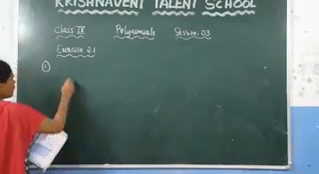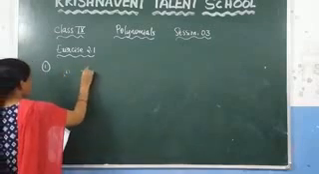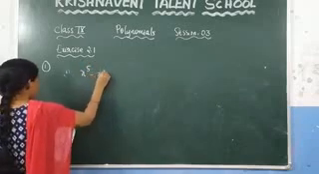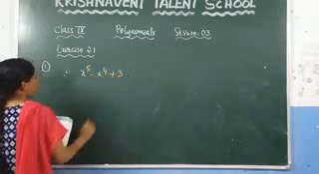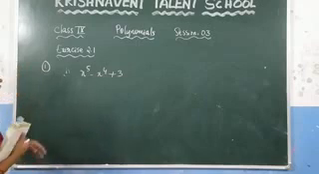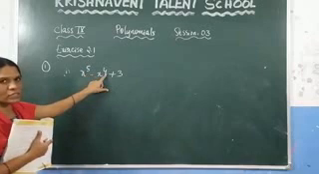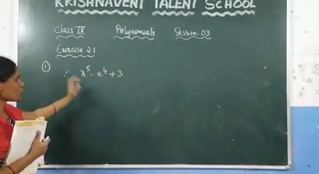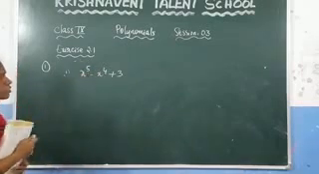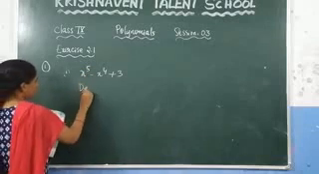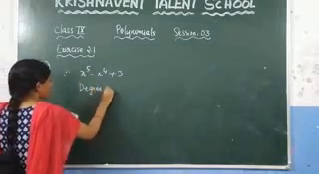So here, in the first question, what is given? x power 5 minus x power 4 plus 3. What is the degree of this polynomial? You need to check what is the highest power here. So here 5 is there, here 4 is there. Among these two numbers, what is the highest number, which is 5? So here you can write, the degree of the polynomial is 5.